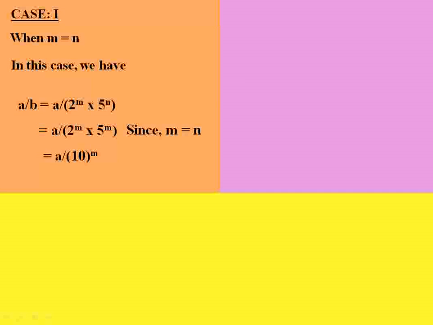So, multiplying 2 and 5, we get a by b is equal to a divided by 10 to the power of m.